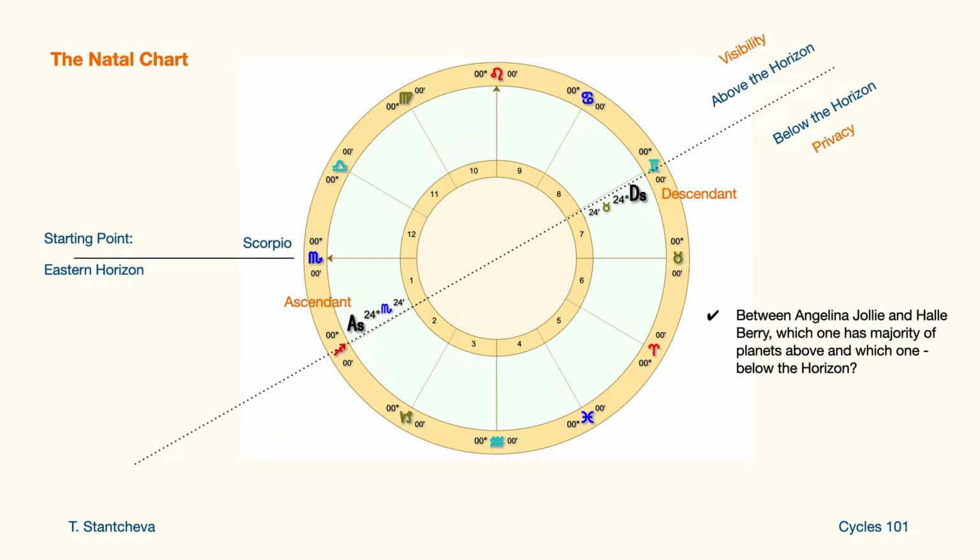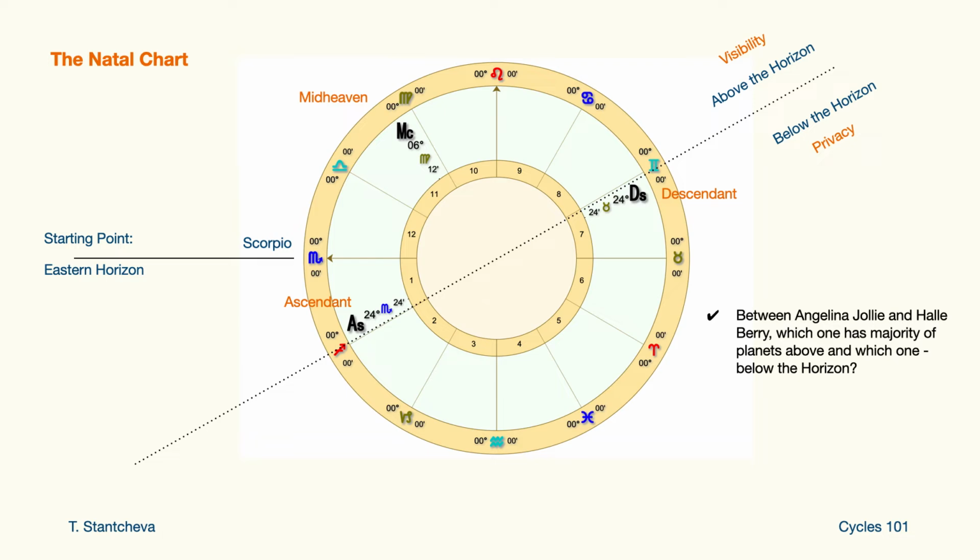So trust your understanding here and go literally for visibility. Who is more visible? Who has more privacy? And see where it takes you.